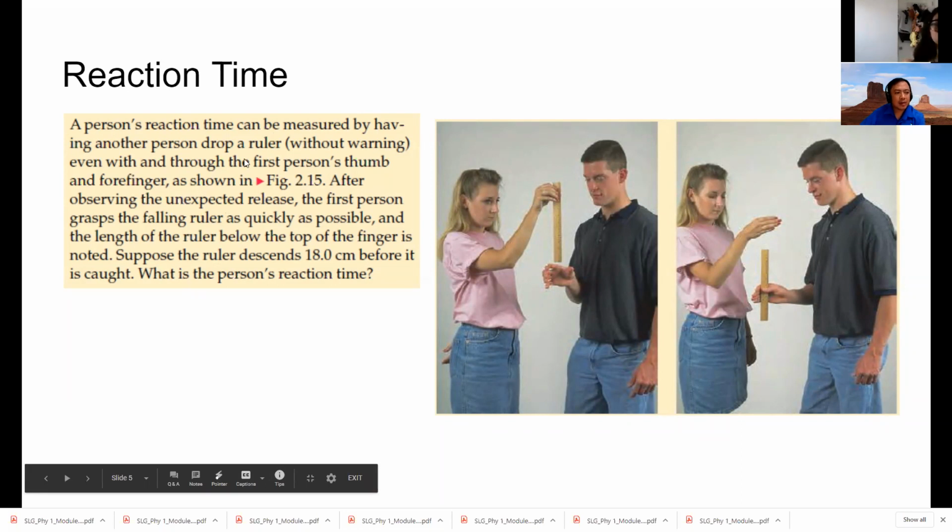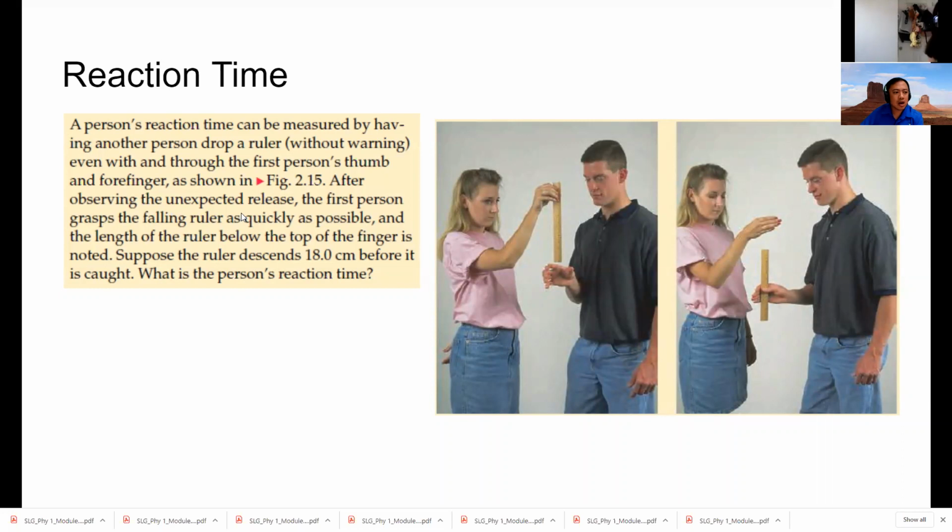A person's reaction time can be measured by having another person drop a ruler without warning, and the first person catches it with the thumb and forefinger. So this is shown. Ang babay nagdrop siya og ruler, ang laki mukatch. So sa end sa ruler nagandam ang guy to catch the ruler. Without warning ang girl mo drop siya sa ruler. So as a reaction, the guy will try to catch it with a finger.